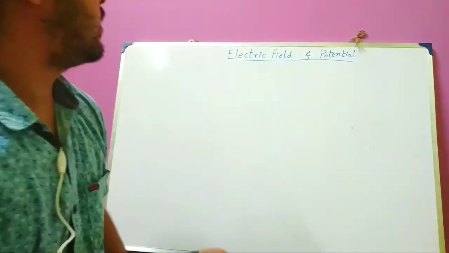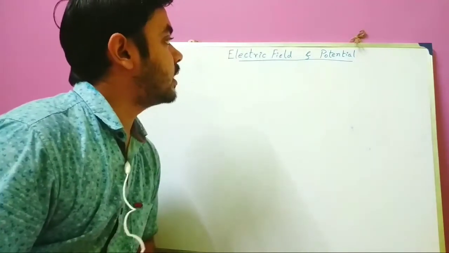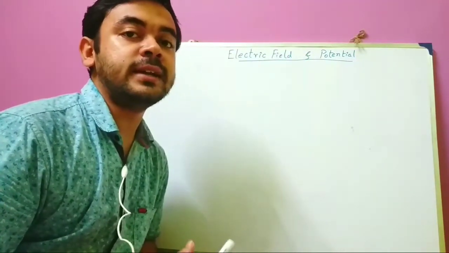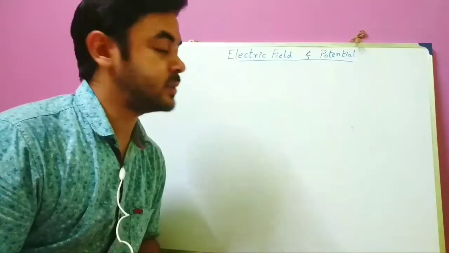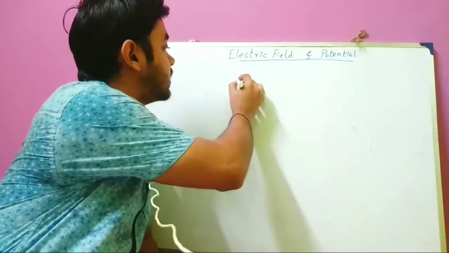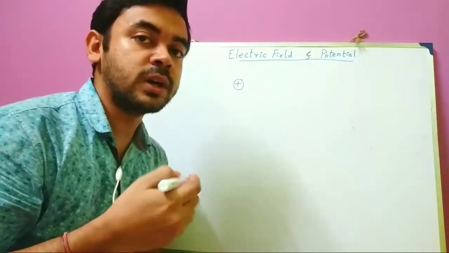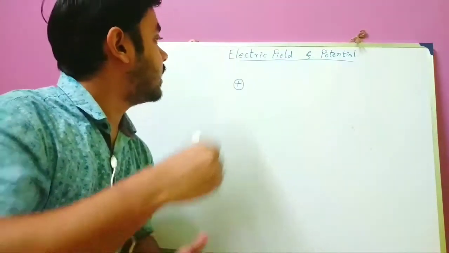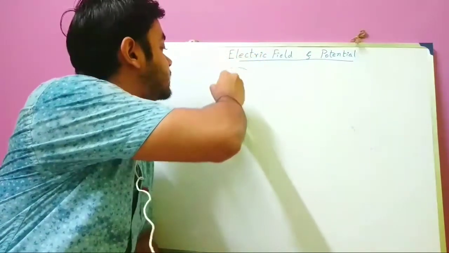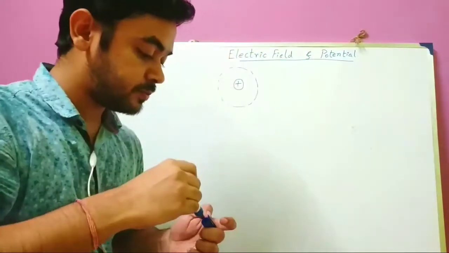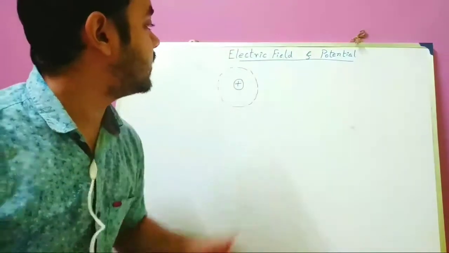First of all, electric field. A positive or negative charge is said to create its own field around itself. Suppose there is an isolated positive charge or isolated negative charge, whatever it may be, then an electric field is said to be created around itself. Okay? What is electric field?